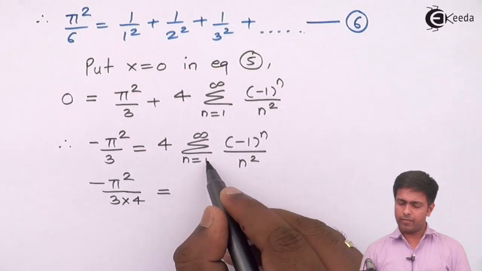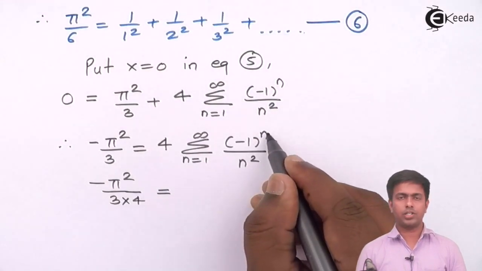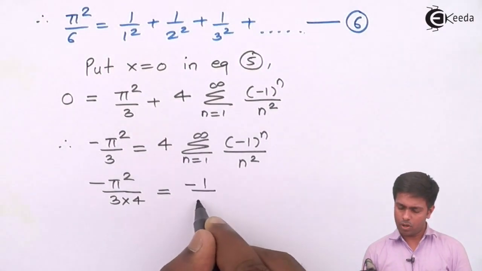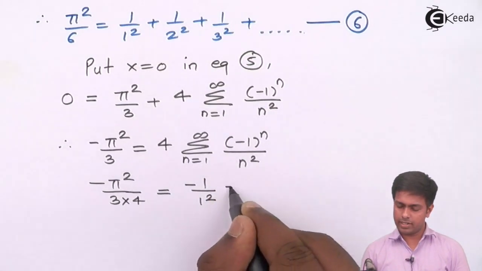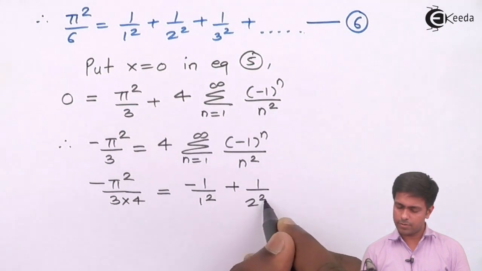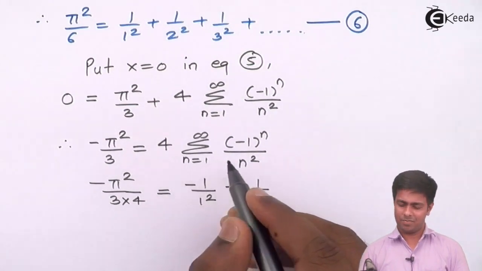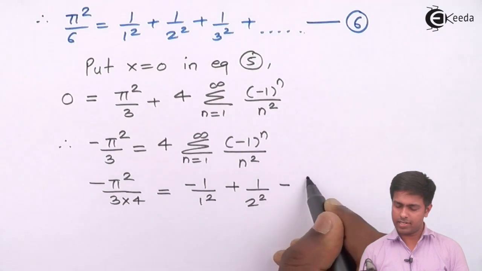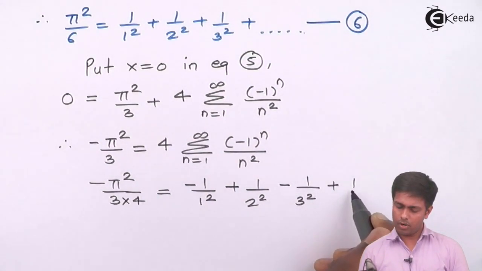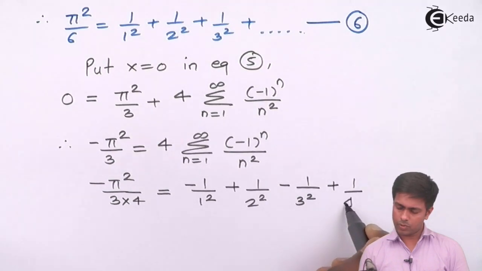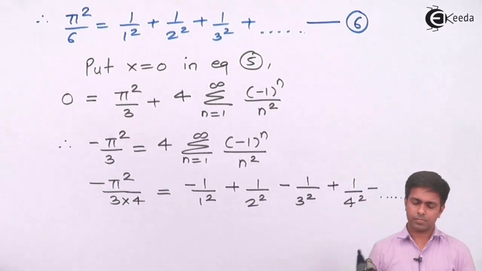So here we will get, when n is 1, minus 1 raised to 1, so minus 1 upon 1 square. When n is 2, minus 1 square, that is plus 1 upon 2 square. When n is 3, minus 1 cube is minus 1 upon 3 square. Then plus 1 upon 4 square, minus, and so on.